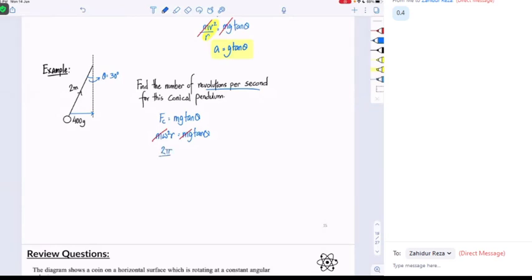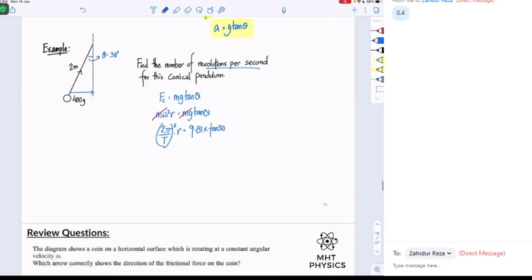Omega is 2 pi by T, whole square, times radius, is equal to g, which is 9.81, into tan 30. Keep it in degree mode. No need to convert your angle. However, what is the radius?